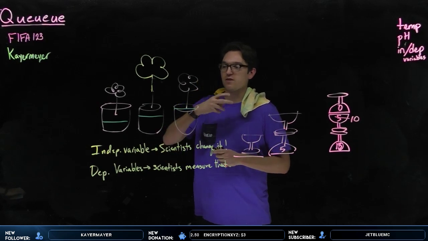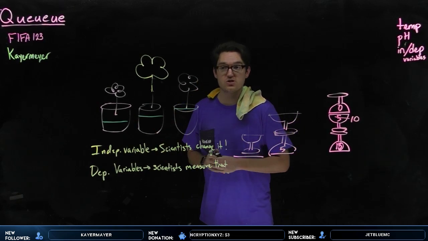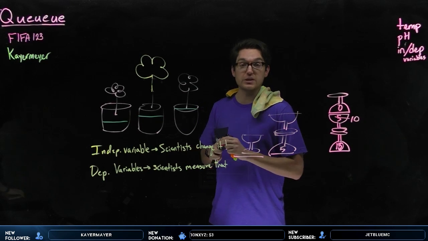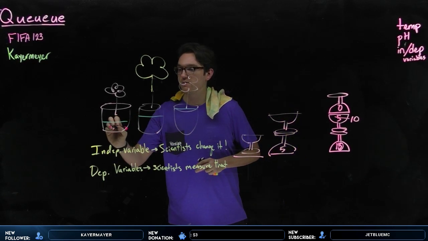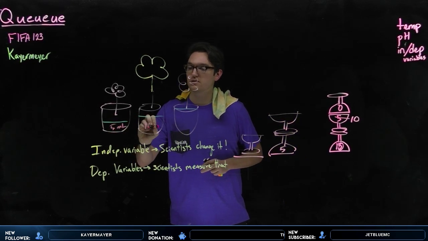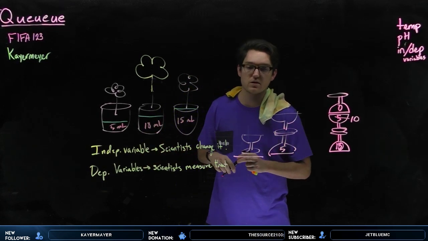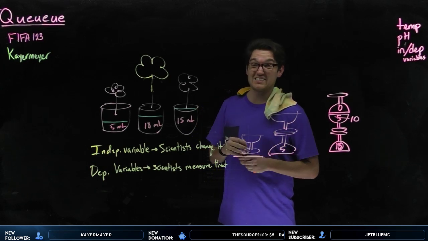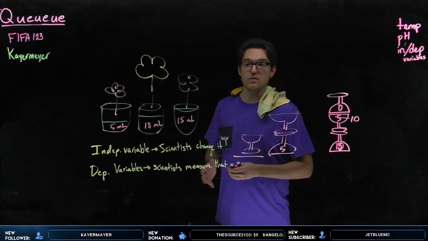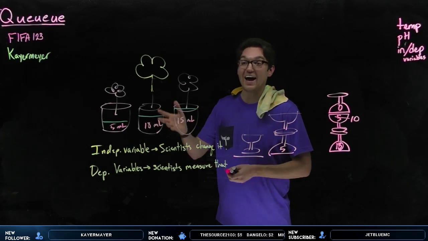Okay, so the independent variable is the thing that you yourself change, like the amount of water. And they're always really nice numbers. So you might have 5 mils, 10 mils, and 15 mils. The scientists choose nice numbers because, why would you not? The dependent variable is the thing that you measure that changes in response. So the height of the plant.